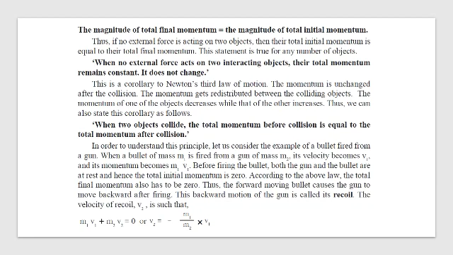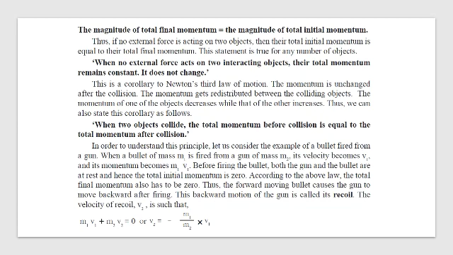This is true for any object on the earth. When no external force acts on two interacting objects, the total momentum remains the same. That is what I am telling you. One object gives and the other takes. The total momentum remains the same. There is no loss, no gain. When two objects collide, the total momentum before collision is equal to the total momentum after collision.